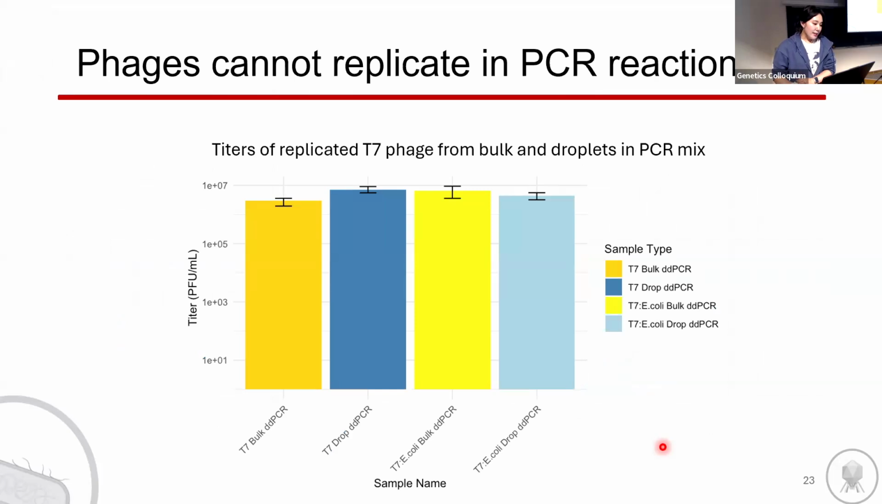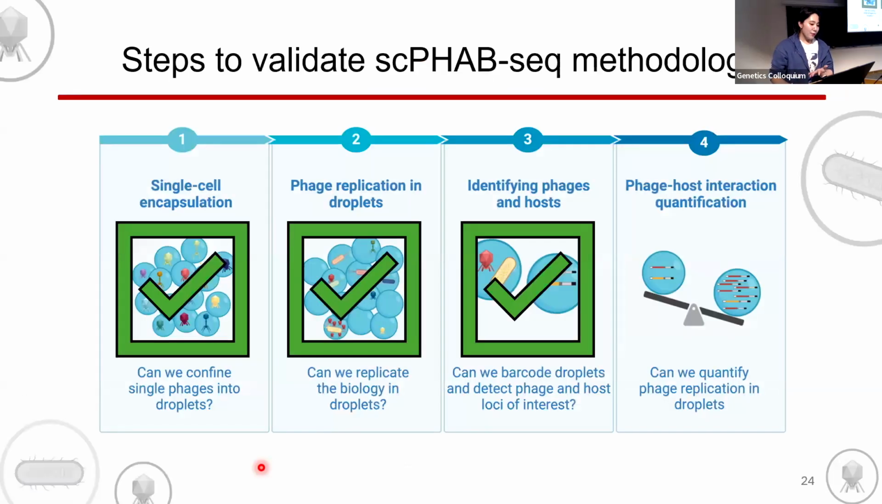So what we did next is that we actually went back. Maybe we stepped a little bit too far. We were a little bit too ambitious with going into sequencing right away. So what we did is I basically did the same experiment where I took titers of phages inside the PCR mixed droplets, and I titered T7 only and then T7 with a phage. So hopefully they replicated. And you can see as the bar is pretty much even, these phages were not able to replicate in droplets that contain the ddPCR mix. So we did 3 out of the 4 steps, but we're stuck on step number 4. What can we do?